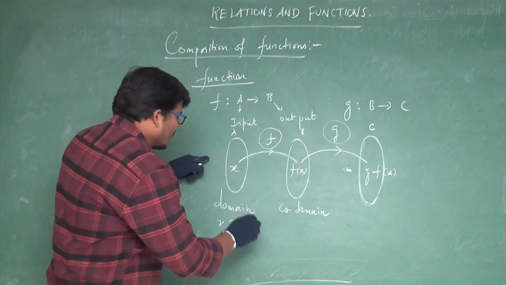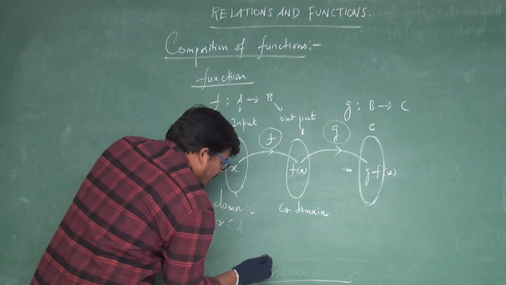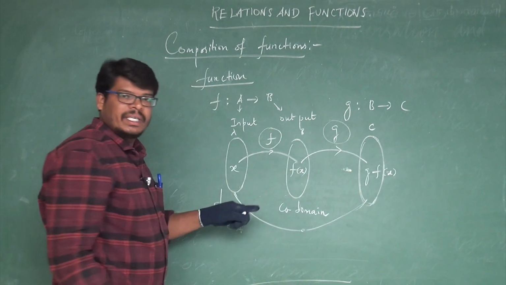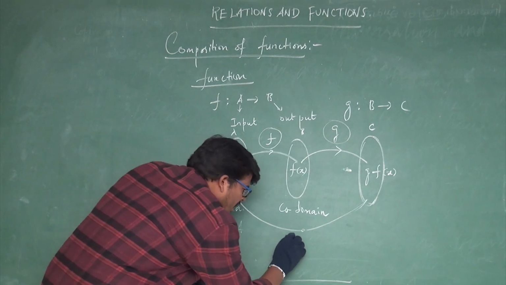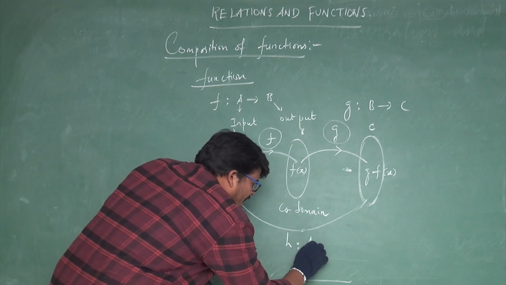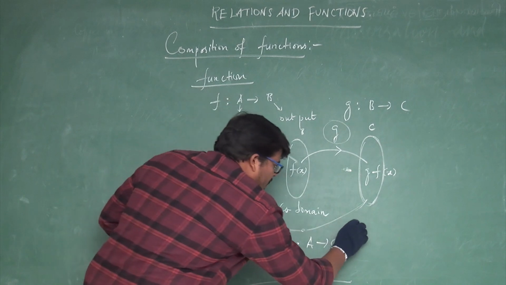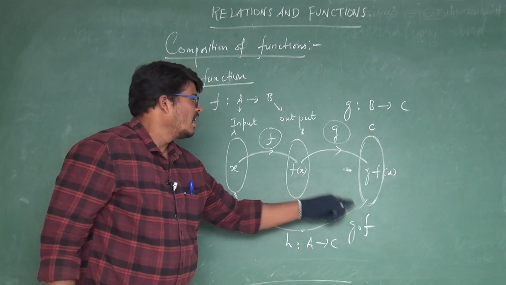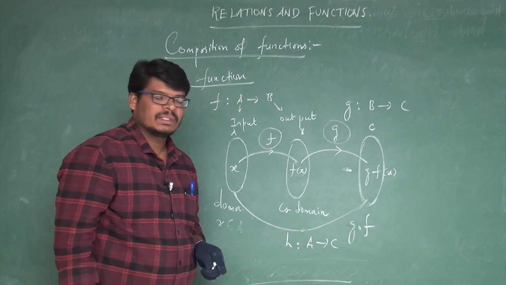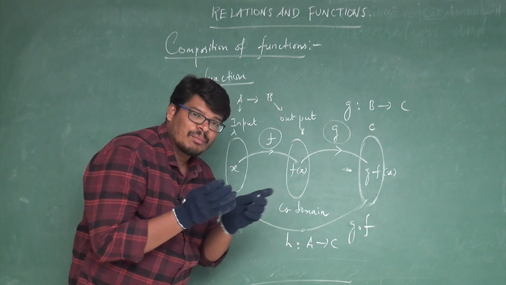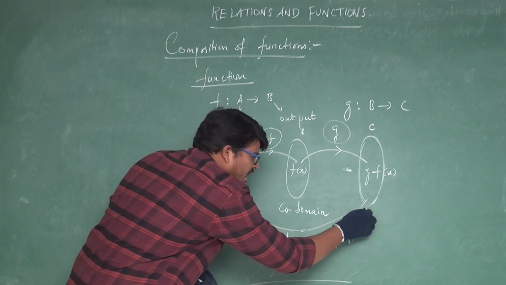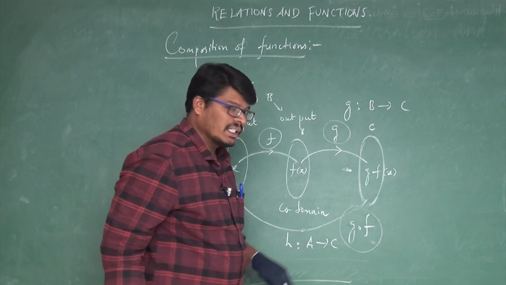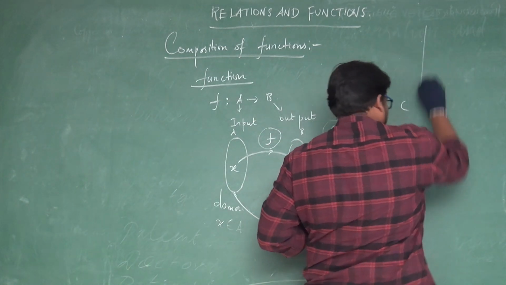Here the function from A to C is achieved, and it is called g dot f, where g dot f is the composition of two functions. Here g dot f is a composition of two functions. The composition of two functions is defined.